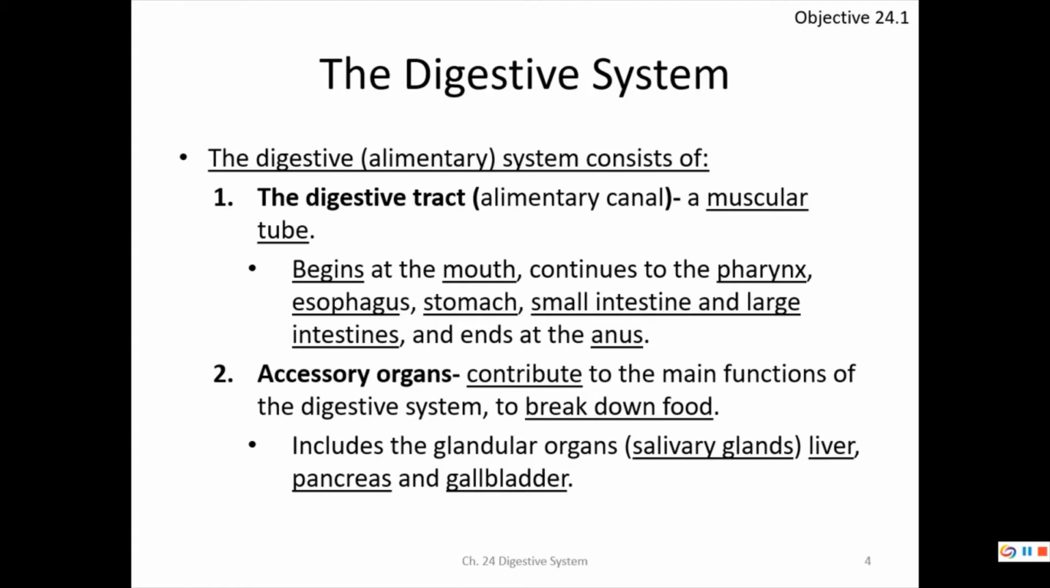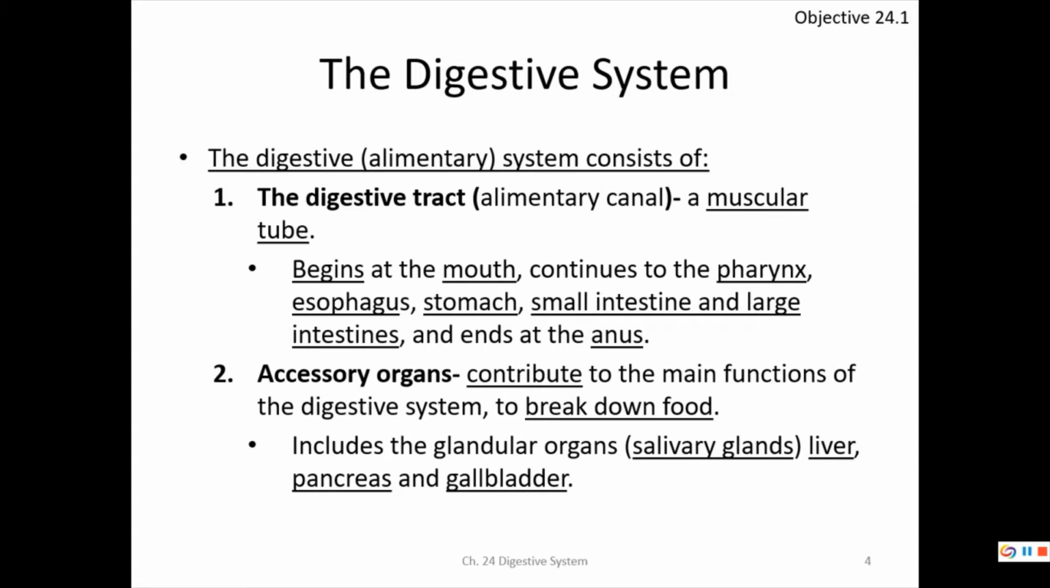So now, all this food tube, then we enter what's called our accessory organs, and they are attached to it. They secrete into the digestive tract to help break down food. Things like your salivary glands, your liver, your pancreas, and gallbladder. They produce secretions into these.